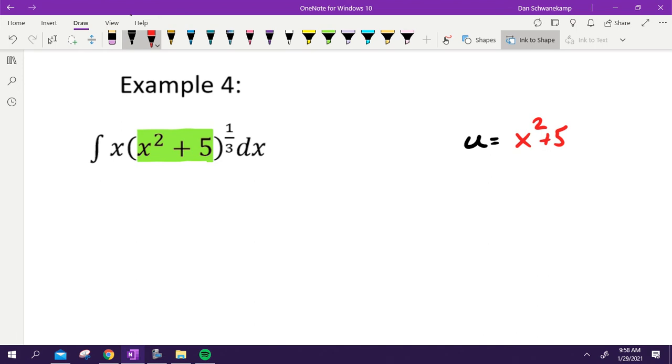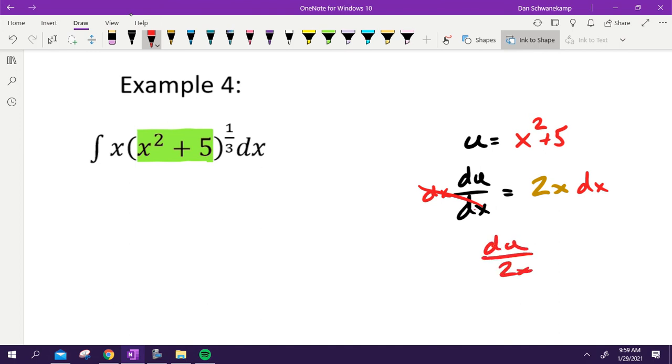I then need to figure out what du over dx is. I need to find the derivative. So if I'm finding the derivative here, Luke J, what's my derivative going to be? 2x. Then what do you got to do? Multiply by dx, and then divide by 2x. A lot of the time, it's just like these two things flipping spots. So du over 2x is going to be equal to dx. Everybody with me to that point?